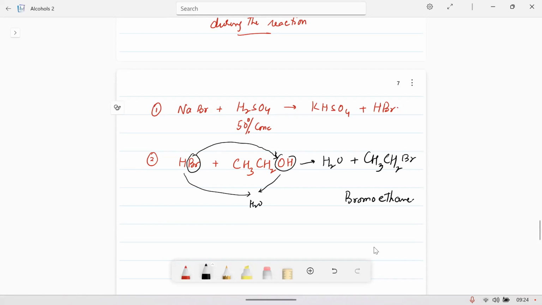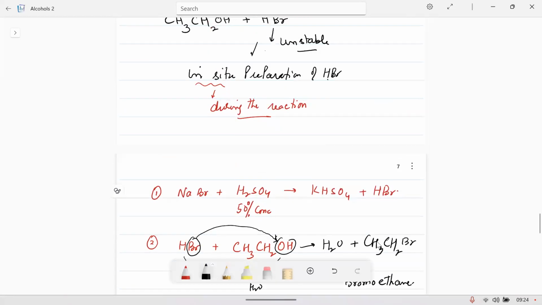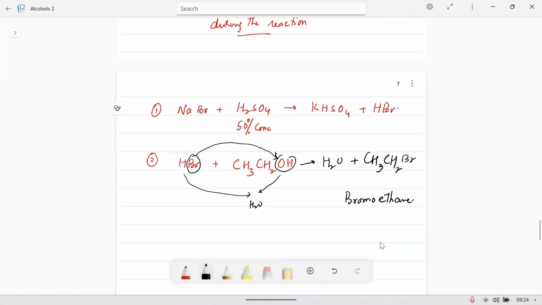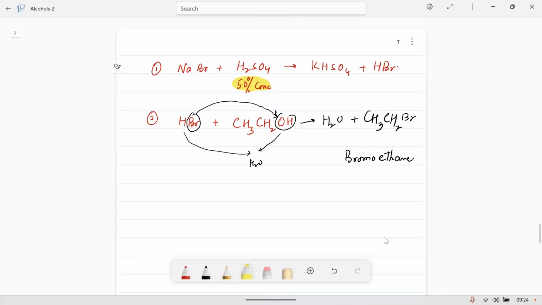Now a few important things related to this. The first thing is how to carry out. It seems to be easy when we say it is in situ preparation, but how do we carry it out? That's one thing. The second important thing is why we have said 50% concentrated. Now the reason is you have to recall your reaction of solid halides with concentrated sulfuric acid.